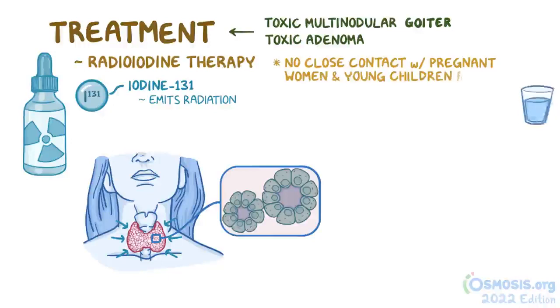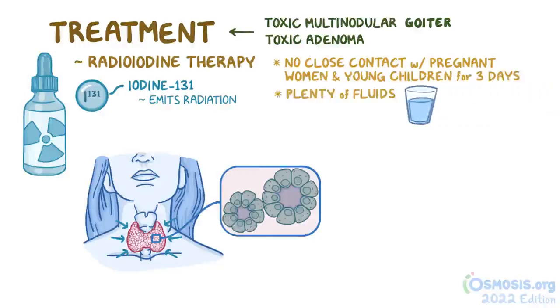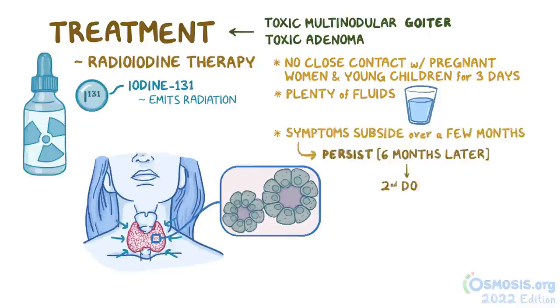The person may go home after swallowing the capsule, but shouldn't have prolonged close contact with pregnant women and young children for 3 days, and should drink plenty of fluids so that the iodine is rapidly flushed out of their system. Following radioiodine therapy, hyperthyroidism symptoms usually subside over a few months, and if the symptoms persist 6 months later, a second dose can be given. Finally, surgery can be used to treat large multinodular goiters.